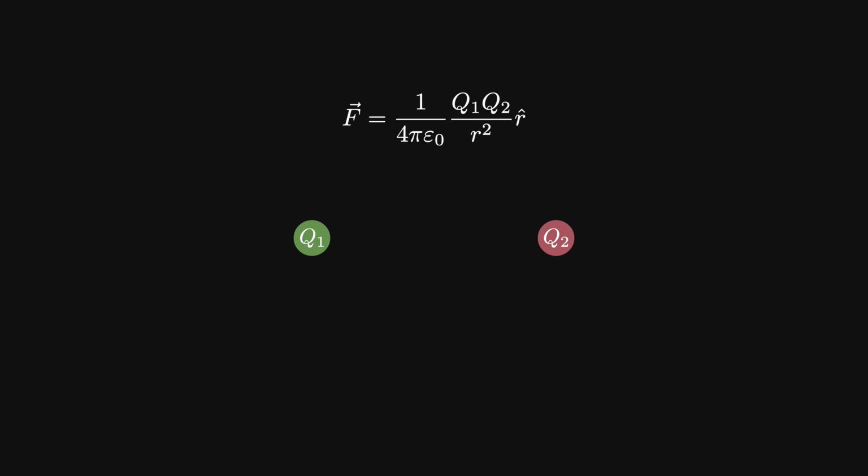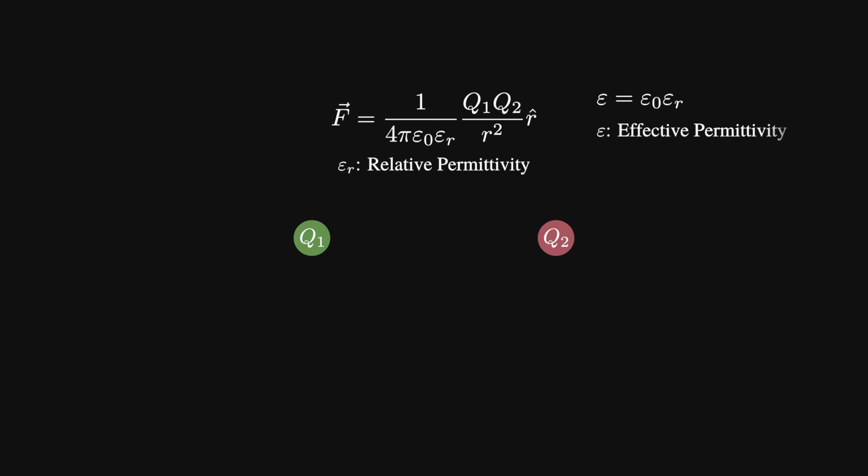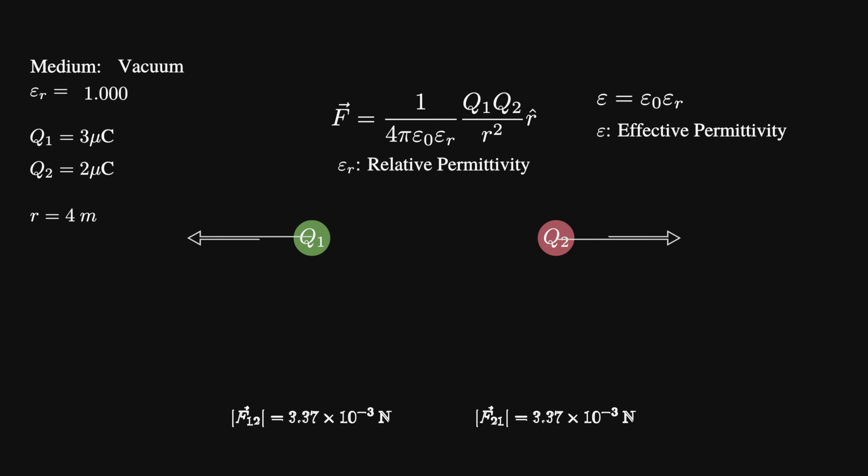Now, there's one more nuance to all this that we need to mention. So far, we have assumed that the space between our charges is completely empty, or in other words, a vacuum. But what happens if our charges aren't in empty space? If this is the case, then the force between our charges will be reduced further. We account for this with a relative permittivity factor epsilon r, which is also known as a dielectric constant. On a side note, we can also define the effective permittivity as epsilon naught times epsilon r.